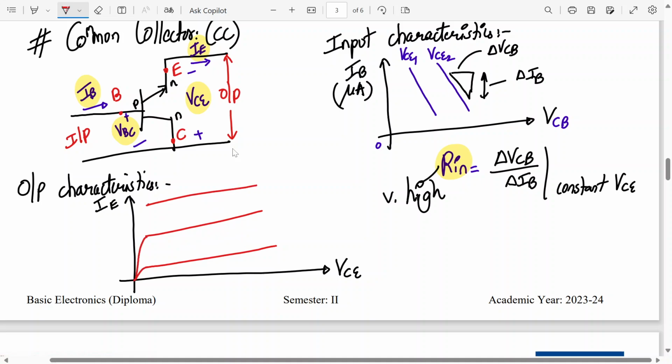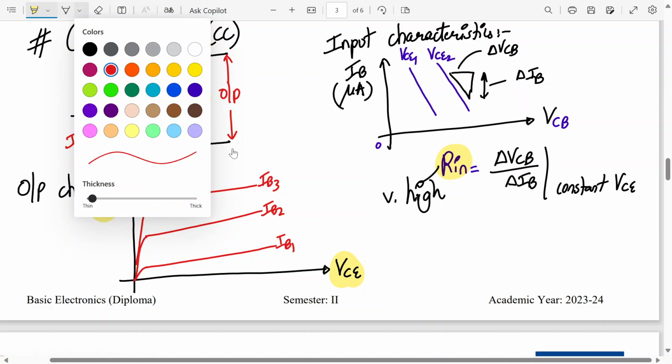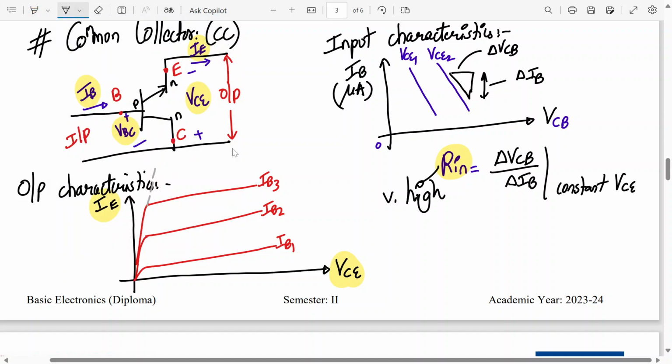And the operating regions are also same. Only thing is here we write IB3, IB2, IB1. What is changed? Instead of IC there, here we have IE. That's the only difference. Rest everything is same. So you can show the operating regions over here. So this is the active region.